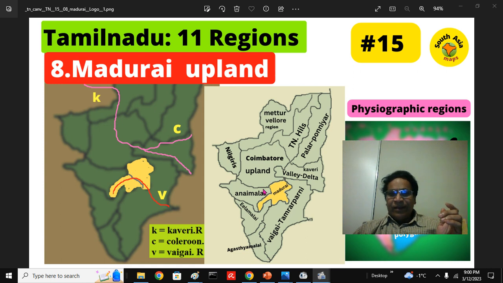These are the 11 physiographic regions, from Dr. R.L. Singh's India Regional Geography book, and I have added my own understanding of the land. This is the Madurai Upland.